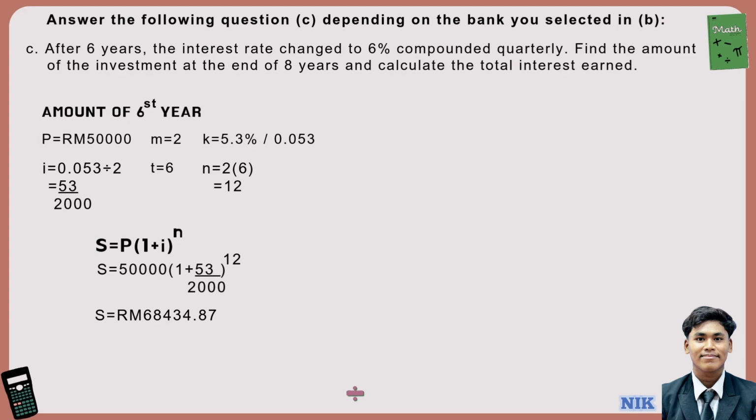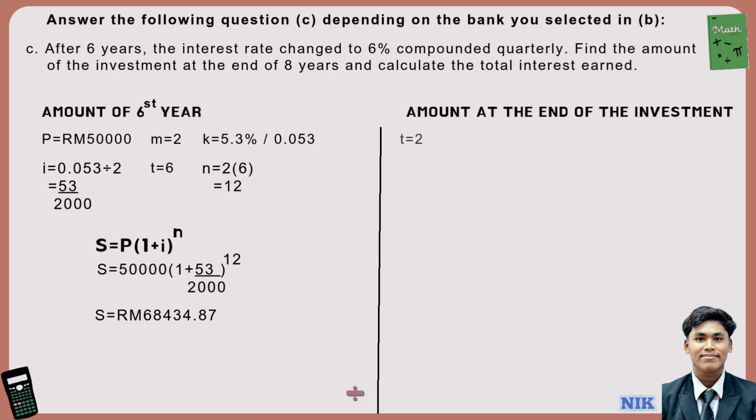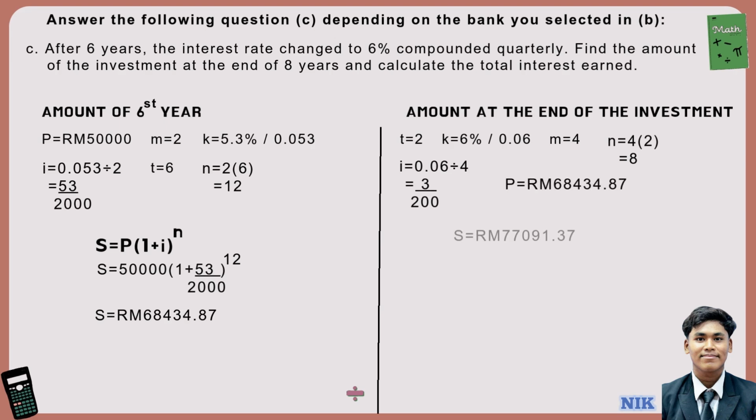After that, we are going to calculate the rest of the investment, which is 2 years, using the information that has been changed. N equal 4 multiplied by 2 and using the same formula but use P new that we calculated as S before. S equal to 77,091 ringgit 37 cents. Then we can calculate total interest earned by using formula I equal S minus P, which is 77,091 ringgit 37 cents minus 50,000 ringgit, and we get this.